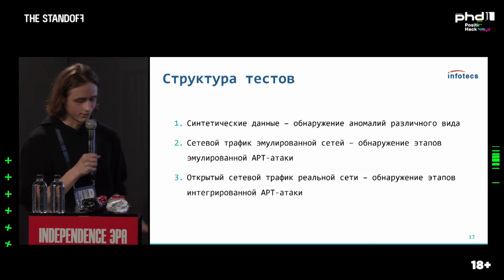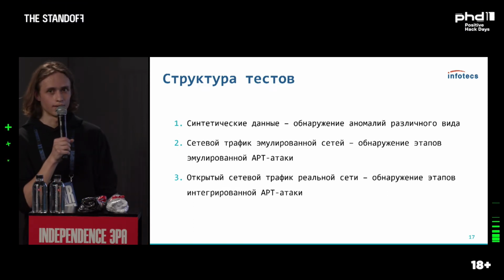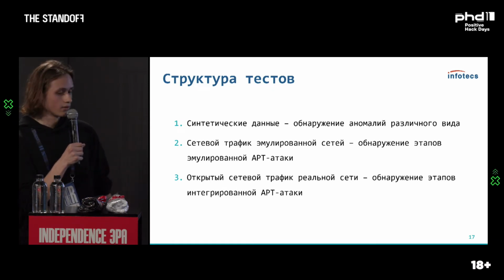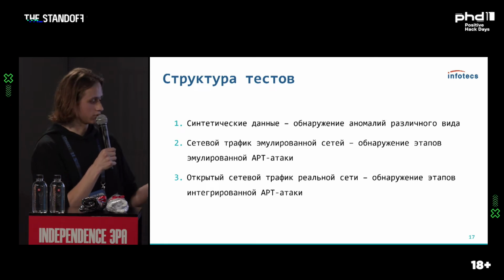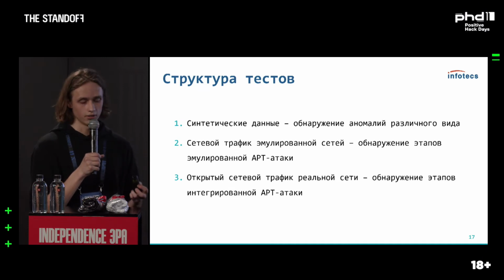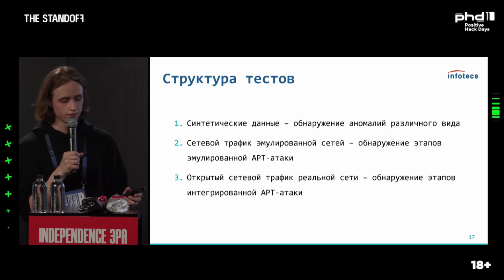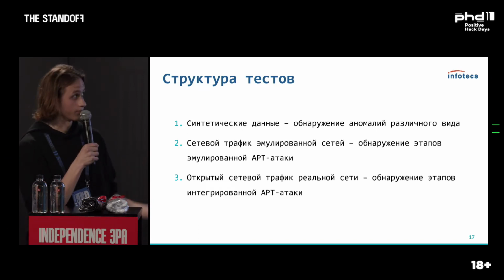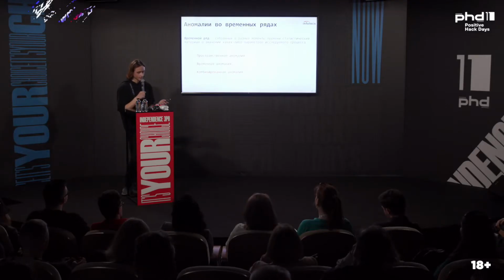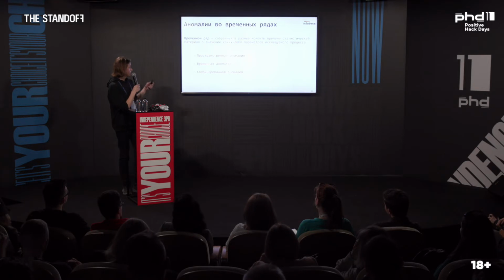Then we conducted a number of tests to check the networks, identify whether it's capable of identifying anomalies, and we carried out a number of synthetic tests. We took the data from the emulated network, where we carried out an APT attack. Then we moved to the real network traffic with the embedded APT attack. In order to move to the tests, we just need to understand what would be the anomalies there.